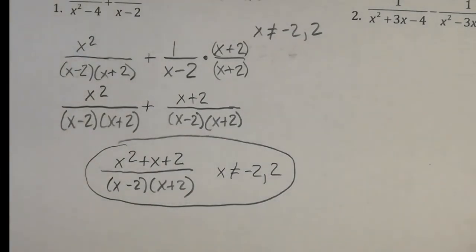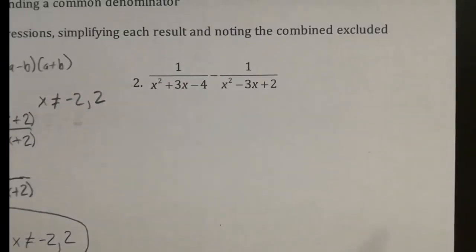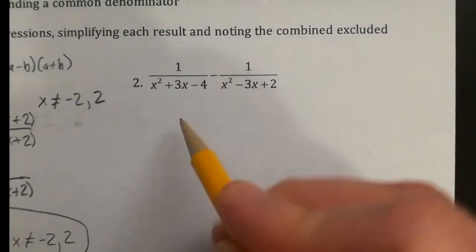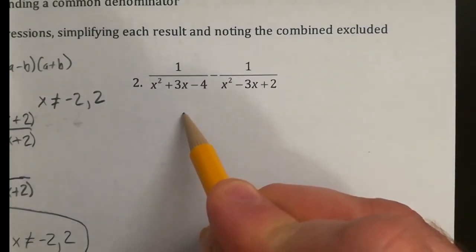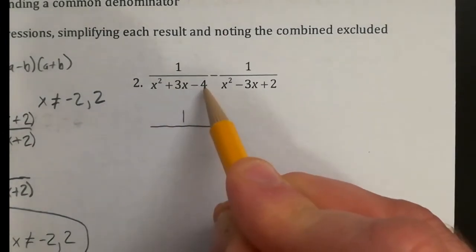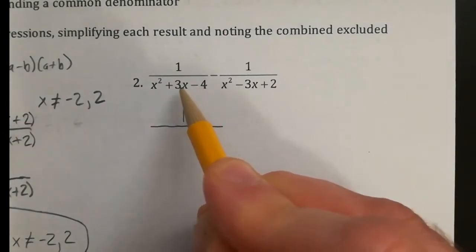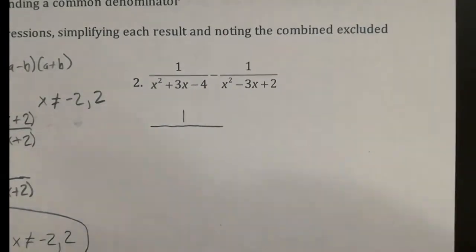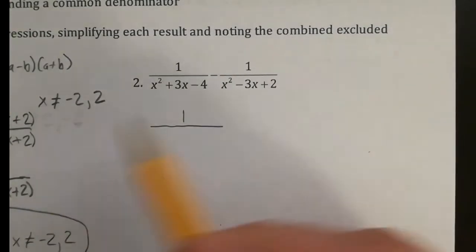Let's take a look at another one. So let's just do number 2 here. Again, we just want to factor those denominators. So we'll have 1 over, and this is going to be, let's see, two numbers that multiply to -4, add to 3. Okay, so this is a trinomial this time. We didn't have this in the last problem.